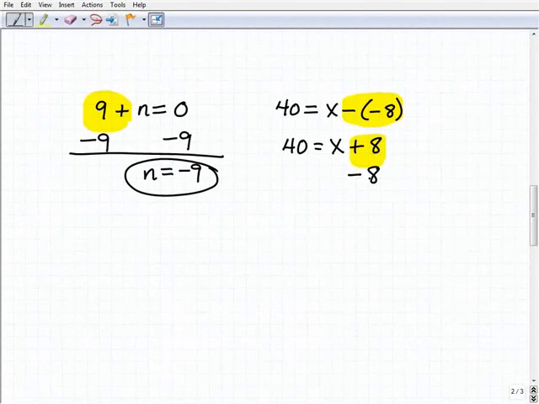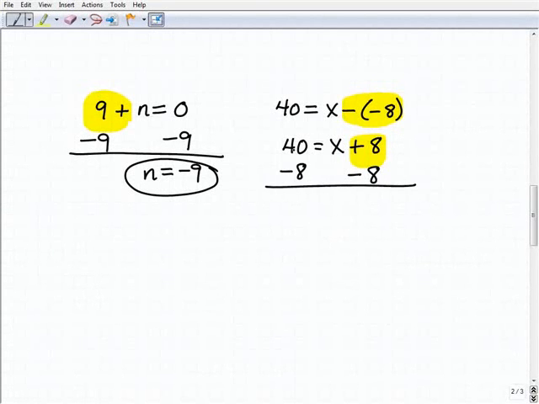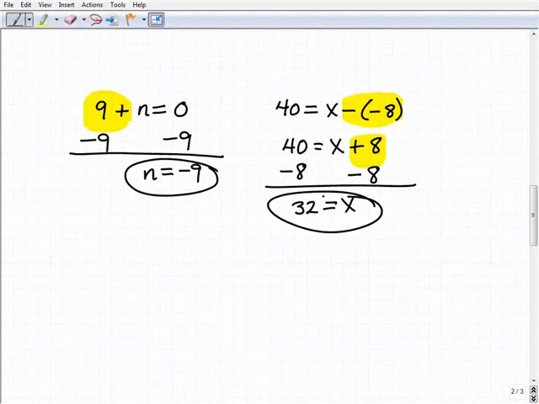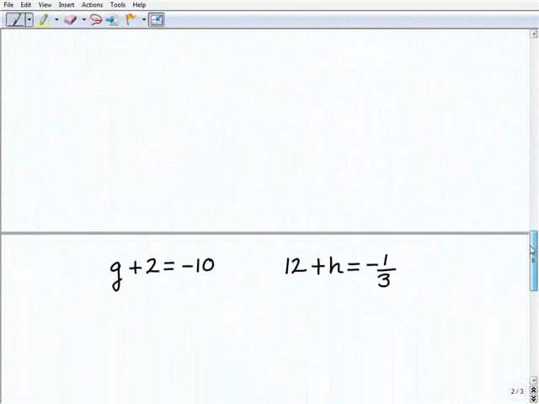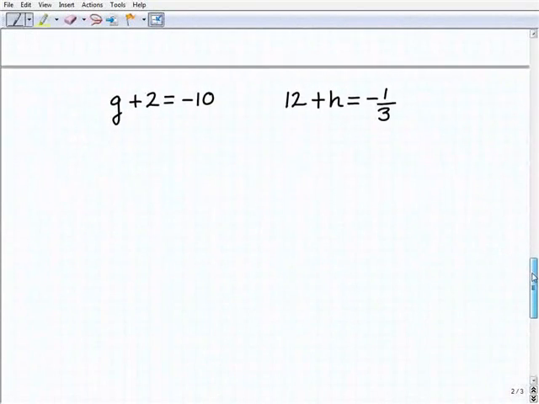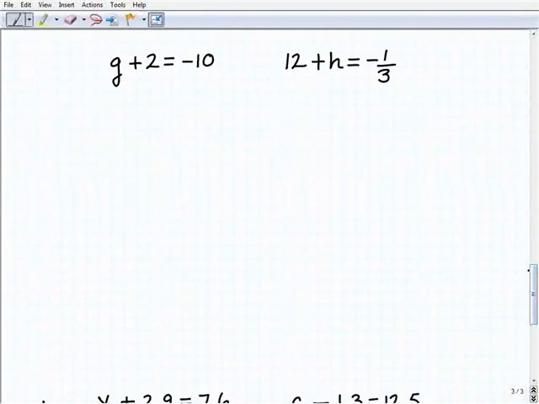I'm going to subtract 8 away, so I'm going to do it on both sides of the equation. Add down, I'm going to get 32 equals x, or x equals 32, and that's our solution. All right, so like I said, hopefully you're getting more comfortable with these basic inverse operations, and practice makes perfect, so let's continue to move on here.